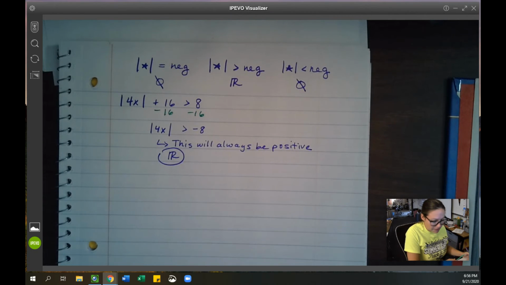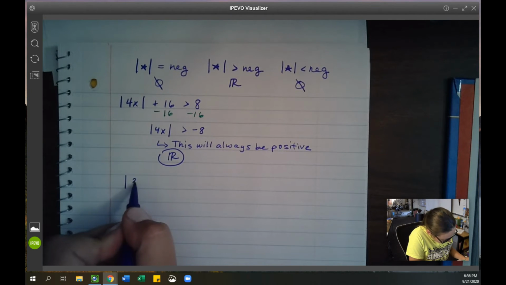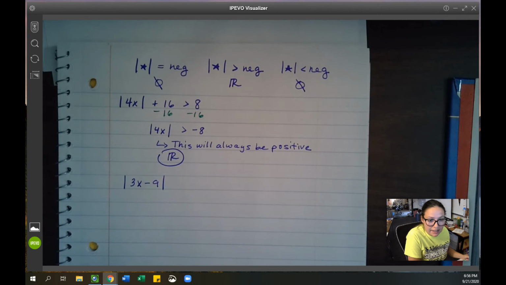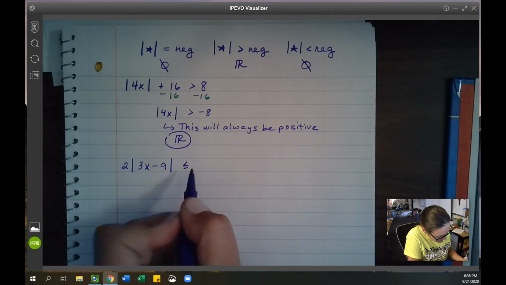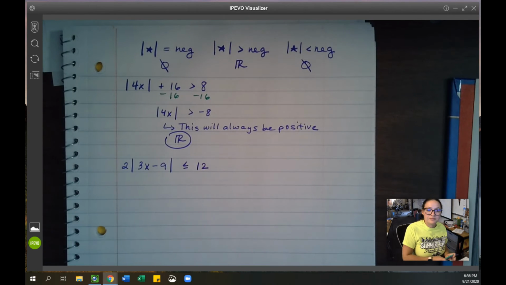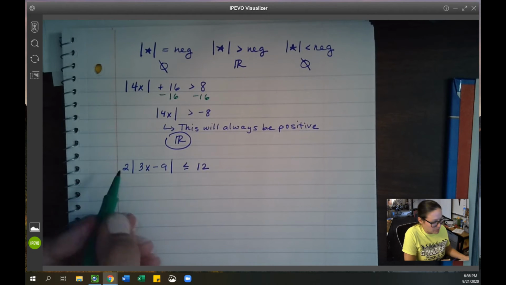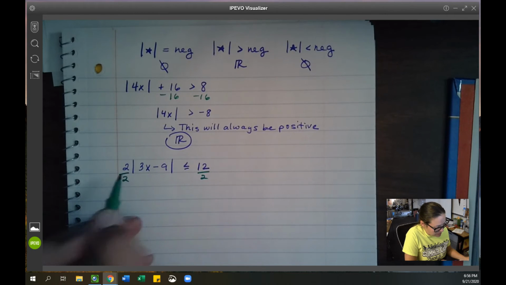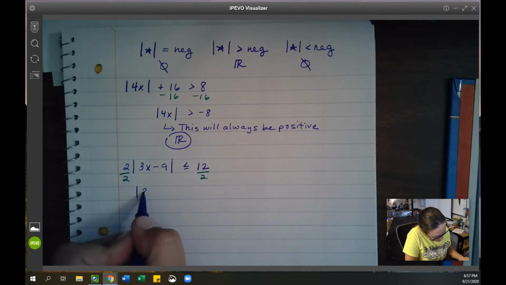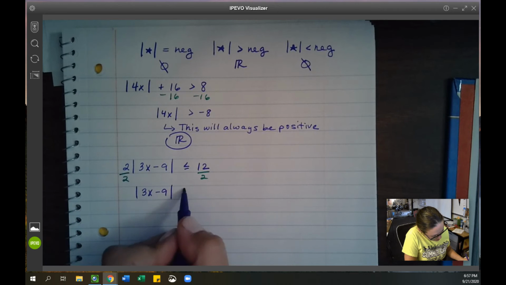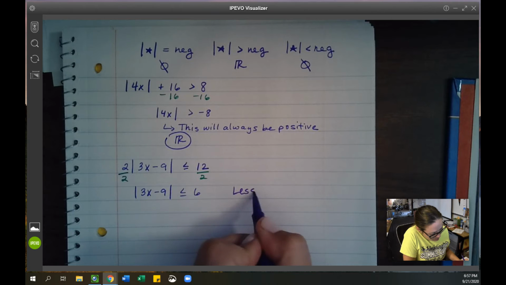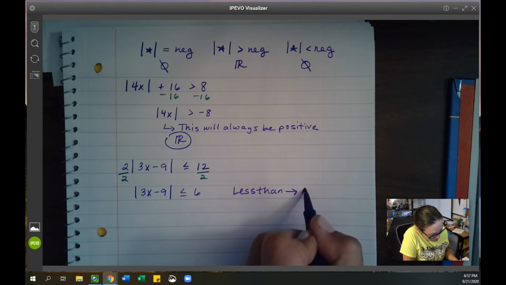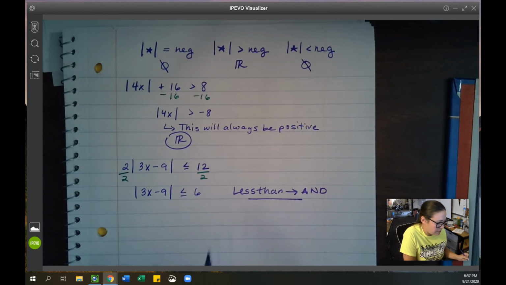Okay, let's try another one. Absolute value of 3x minus 9 times 2 less than or equal to 12. All right, first let's get rid of the stuff on the outside of the absolute value. Divide both sides by 2. I'm left with absolute value of 3x minus 9 is less than or equal to 6. Less than means and. Less than means and.